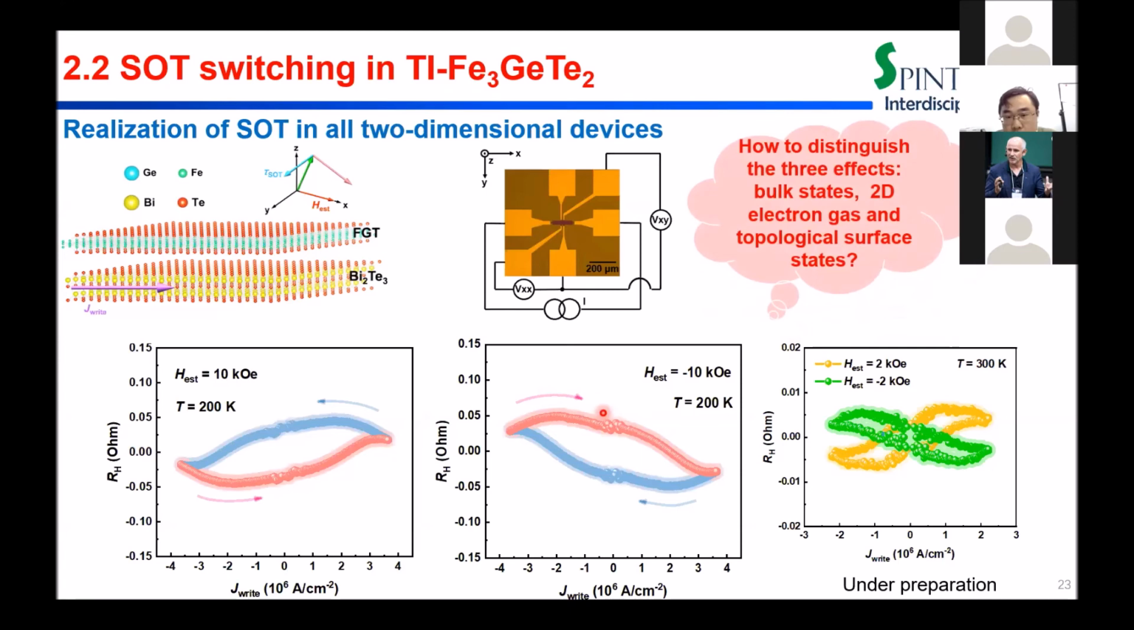That is because this material, the topological insulator, is very complex. It has a topological surface state and a bulk state. And also in this 2D van der Waals heterostructure, there is probably a 2DEG at the interface. So we are working on how to distinguish all three effects.